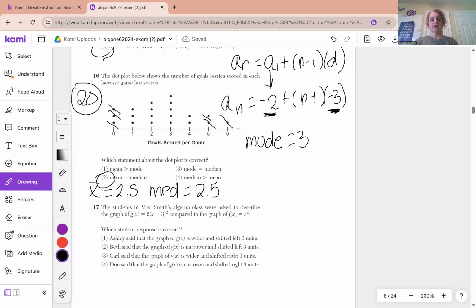Okay. So number 17, the students in Mrs. Smith's algebra class were asked to describe the graph of g of x compared to f of x. Which student response is correct? Okay, so what you can just do is put them right into your calculator. Let me share my calculator again.